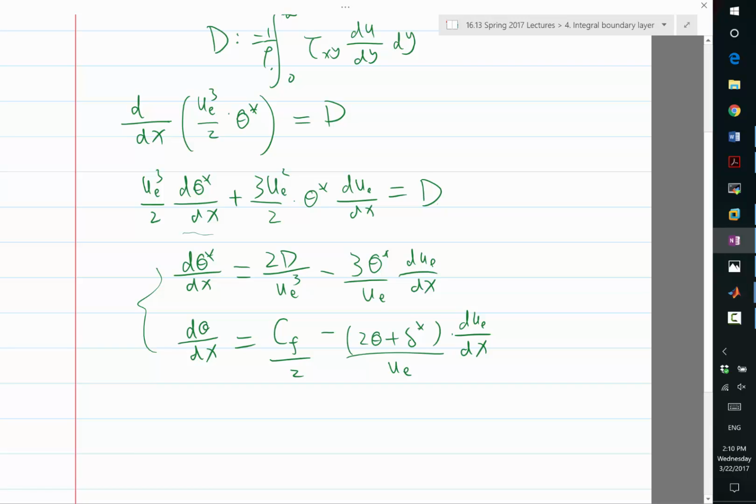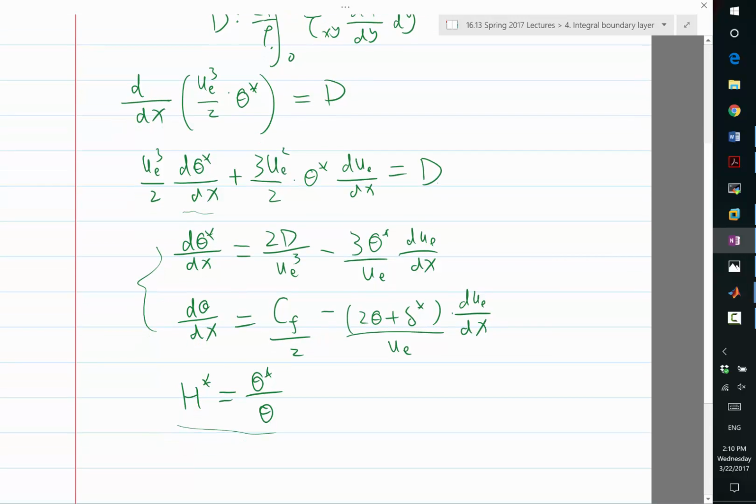These two equations are going to give us the evolution of theta star and theta. And now from the ratio of theta star and theta, we are going to know what's called the kinetic energy shape factor. This kinetic energy shape factor is very strongly correlated with H, which means that it can be modeled as a function of H.